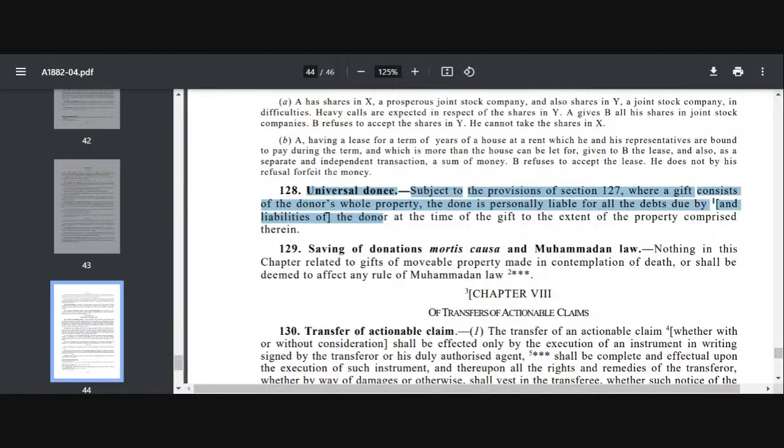And 129 is the saving of donations mortis causa and Mohammedan law. Now, this section is exempting two gifts from operation of this chapter, and these two gifts are Muslim gifts, that is hiba, if the donor is a Muslim, and gift of movable properties made in contemplation of death. Okay, that is also exempted from here.